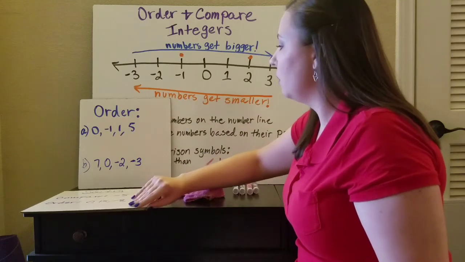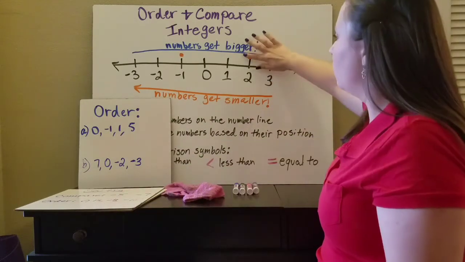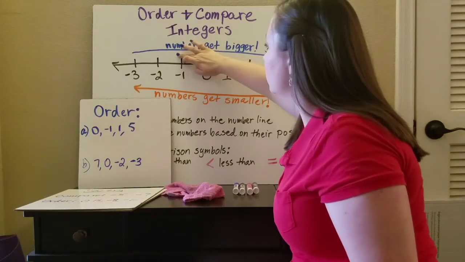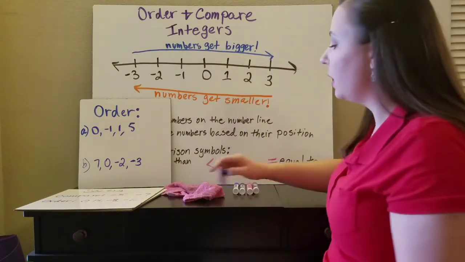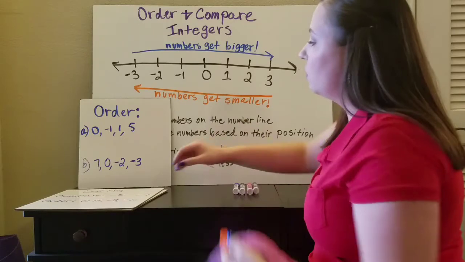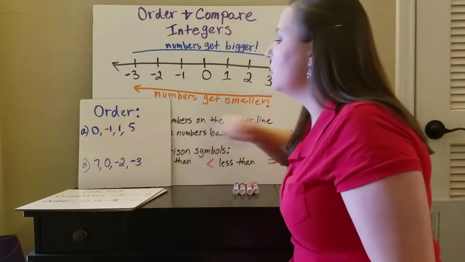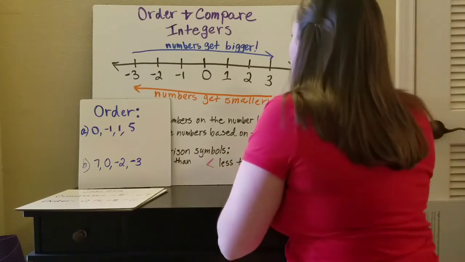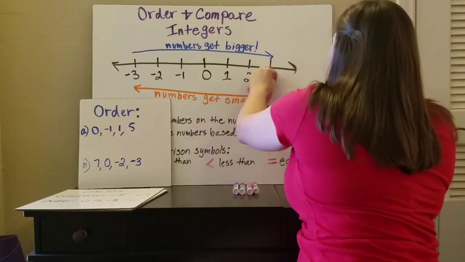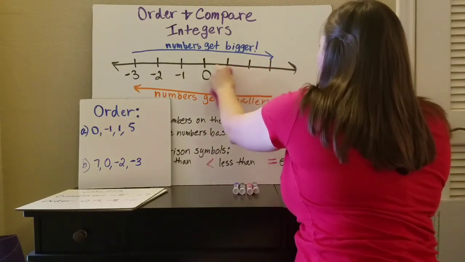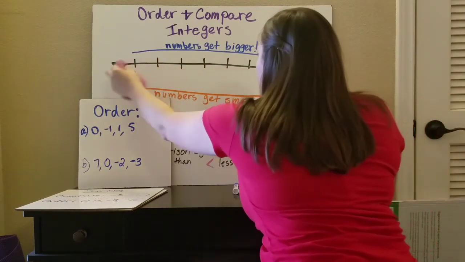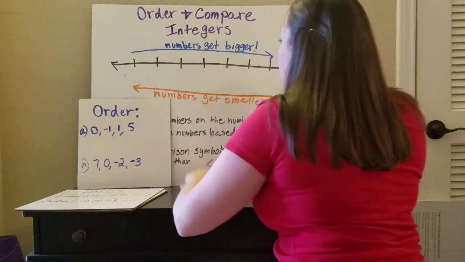All right, with ordering, what you're going to want to do is put all your numbers on your number line. So I'm going to have to actually go through here. You see the ones I've been given to order? 0, -1, 1, and 5. I'm going to renumber my number line. I may have to add in a few more spaces there.